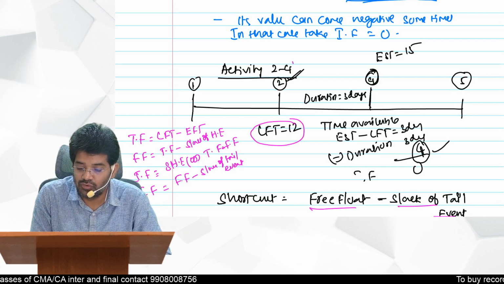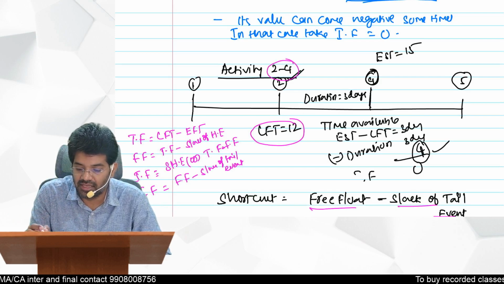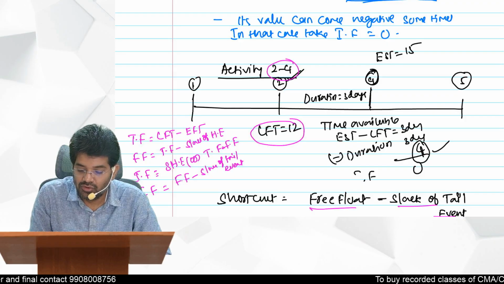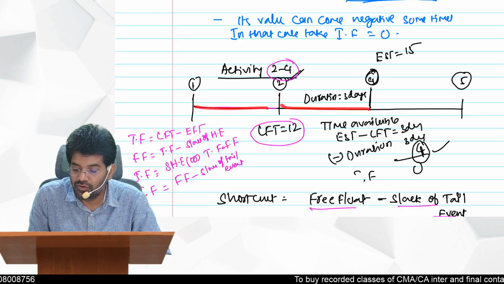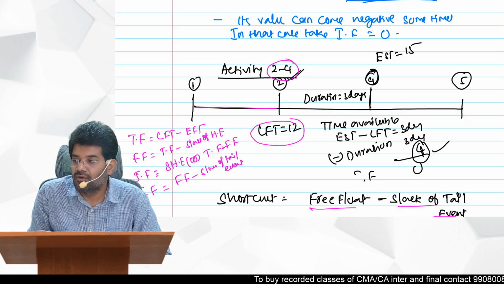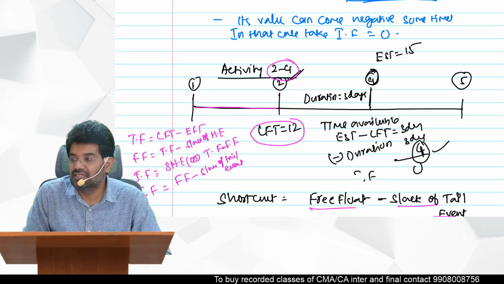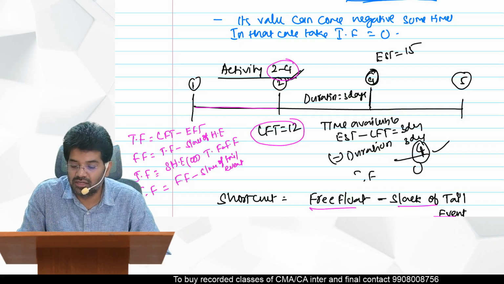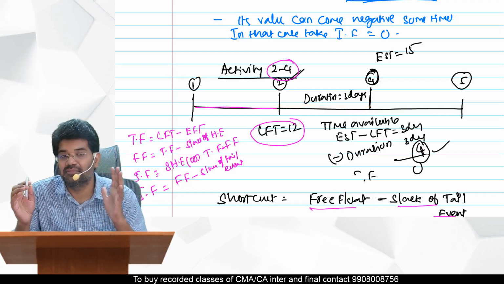Let us take the 2 to 4 activity. From our diagram only I am taking this. So the 1 to 2 activity, 2 to 4, 4 to 5. Okay. Now I want independent float. Already we know that 2 to 4 has got 7 days of time float.